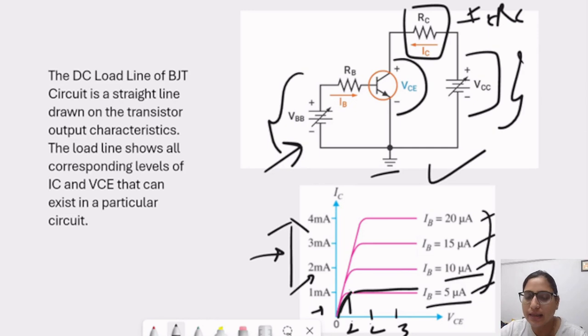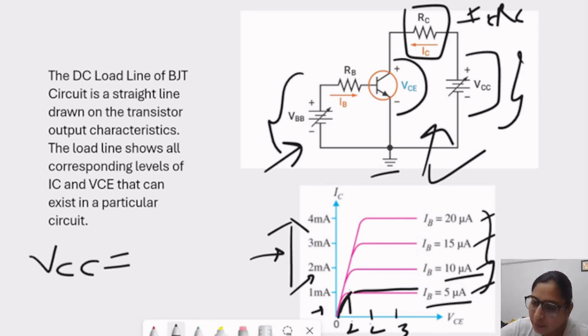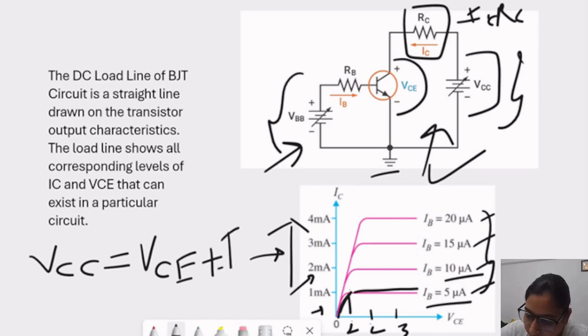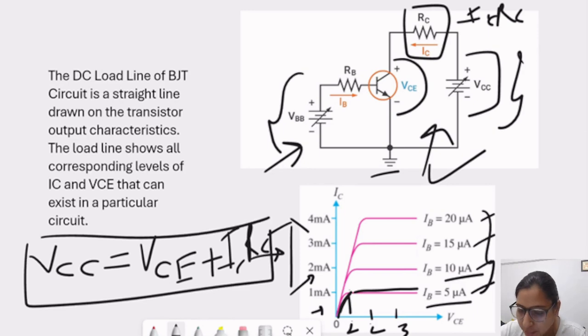Now we will do our analysis here. As a part of the analysis, we have to consider an equation. We consider the KVL or voltage equation in this loop. So VCC is there. If we apply KVL, VCC is the addition of the collector emitter voltage plus this voltage drop, which is IC times RC. This is our basic equation from which we will get the DC load line analysis. So VCC equals VCE plus IC times RC, which we consider in this loop. Now we will discuss the further criteria of this DC load line.